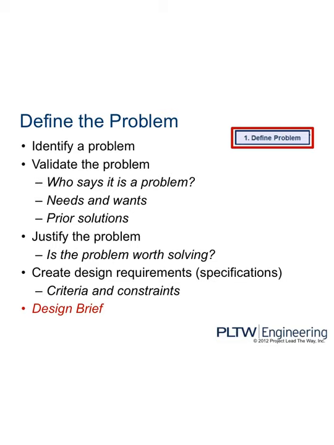These can be given to you by the owner. These can be things that you have to come up with as the designer or the engineer. And they can also be defined by regulations and rules that you have to follow based on codes. And the last thing when we're done is to create a design brief. So we're going to go through this step by step as we talk about the problems that we have with our wire-guided vehicle.